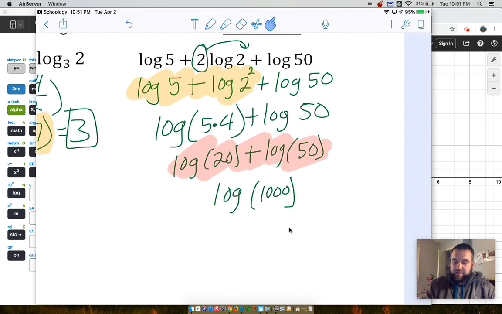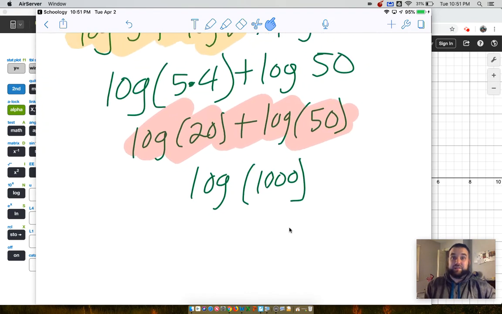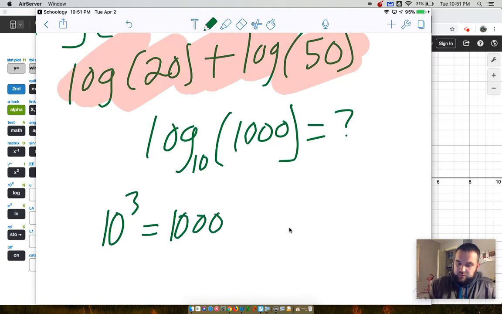Okay, so I've condensed those 3 logarithms into one, and now I want to see, can I evaluate this? Is this equal to a single number? If it's a whole number, great. If not, I'm going to leave it like that. But remember, if you're missing a base in a logarithm, it's base 10. And 10 again to the 3rd power is equal to 1,000. So log base 10 of 1,000 is equal to 3.